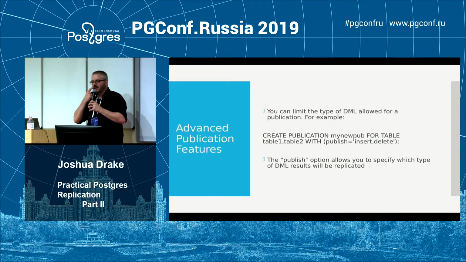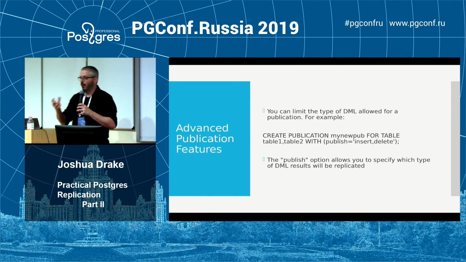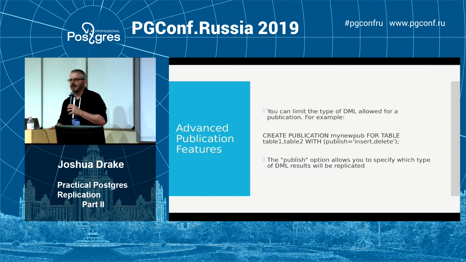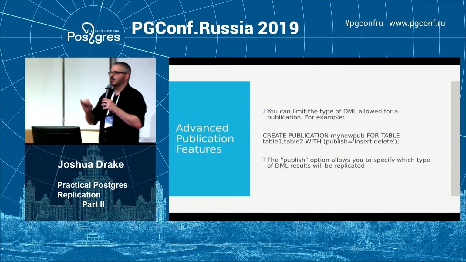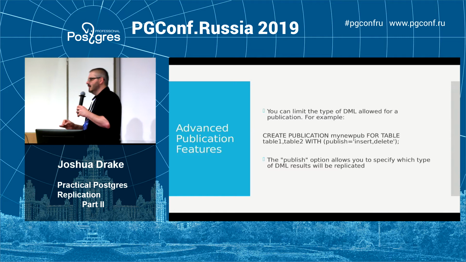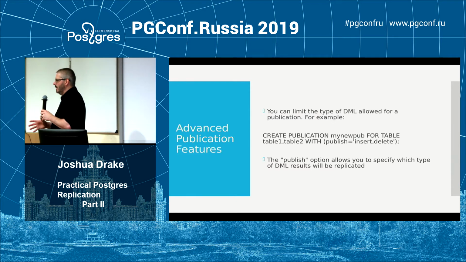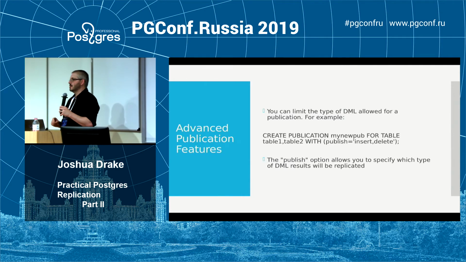Advanced publication features: you can limit the type of DML allowed, the data modification language, for a publication. For example, create publication my_new_pub for table table1, table2 with publish equal insert, delete. What does that mean? It means that updates will not be replicated. Only inserts and deletes. Now, insert and delete is kind of a weird one, but insert has a lot of use.